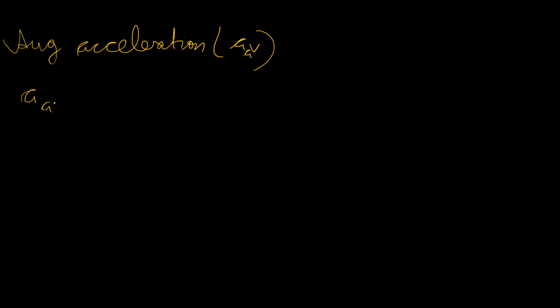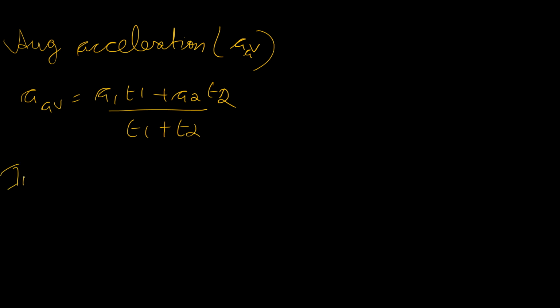Okay, I'll just rewrite the formula here. That is average acceleration, a_av, is equal to a1 t1 plus a2 t2 by t1 plus t2. Important formula. Okay. Then next we need to know about is instantaneous acceleration.